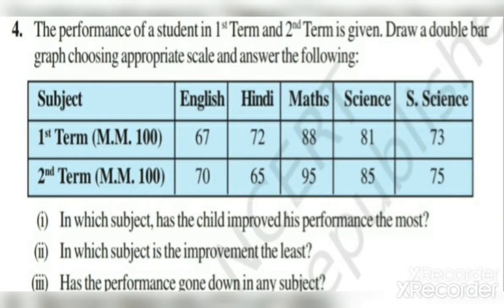Let's learn how to draw double bar graph practically. Here you have one question. This question is from exercise 3.3. The performance of a student in first term and second term is given. Draw a double bar graph choosing appropriate scale and answer the following. Here, names of the subjects are given and marks of first term and second term are given. We have to draw a double bar graph and then answer the following questions.